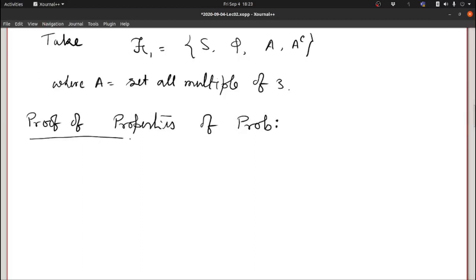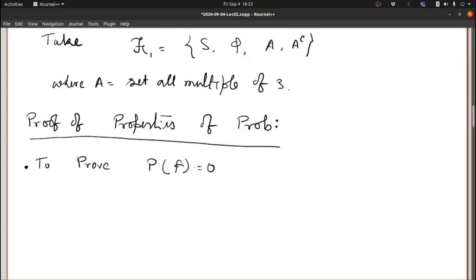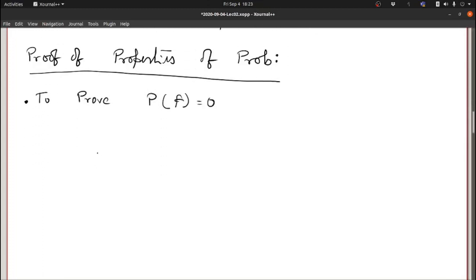The first one we want to prove is P of phi equals 0. Why is P of phi equal to 0? Very easy to see this one.